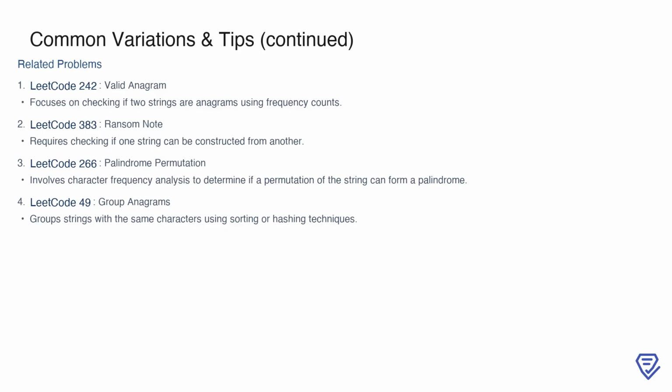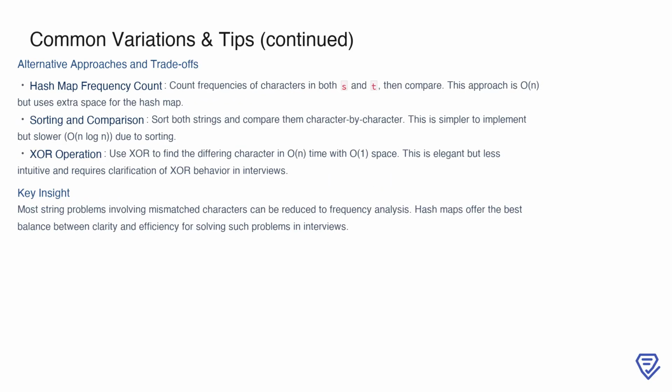Finally, LeetCode 49, Group Anagrams, focuses on grouping strings with identical characters, which can be solved using either sorting or hashing techniques. Exploring these problems can deepen your understanding of frequency-based approaches and help you recognize patterns that frequently appear in string manipulation challenges. When solving this problem, there are several approaches to consider, each with its own trade-offs. Using a hash map to count character frequencies in both S and T is one of the most efficient methods. It runs in O(n) time and is easy to understand, though it does require extra space for the hash map.